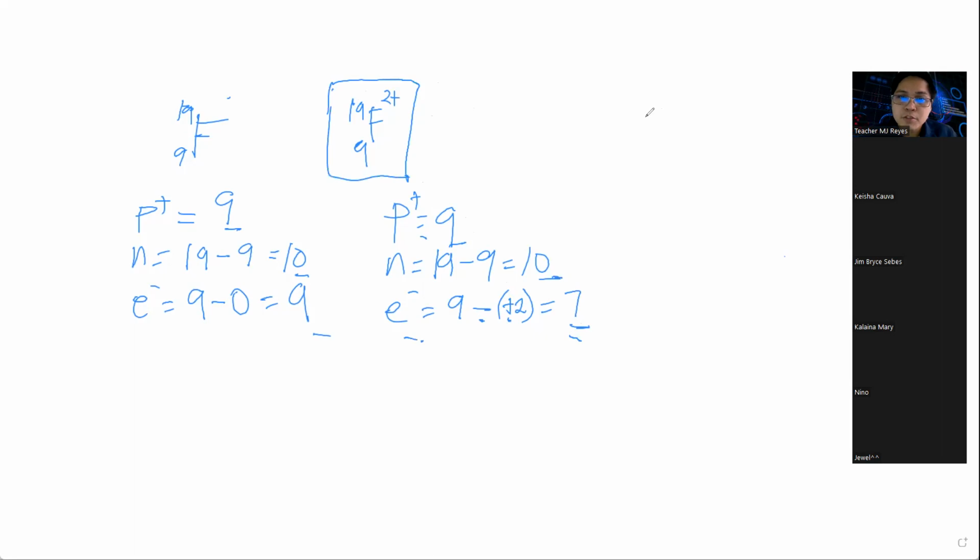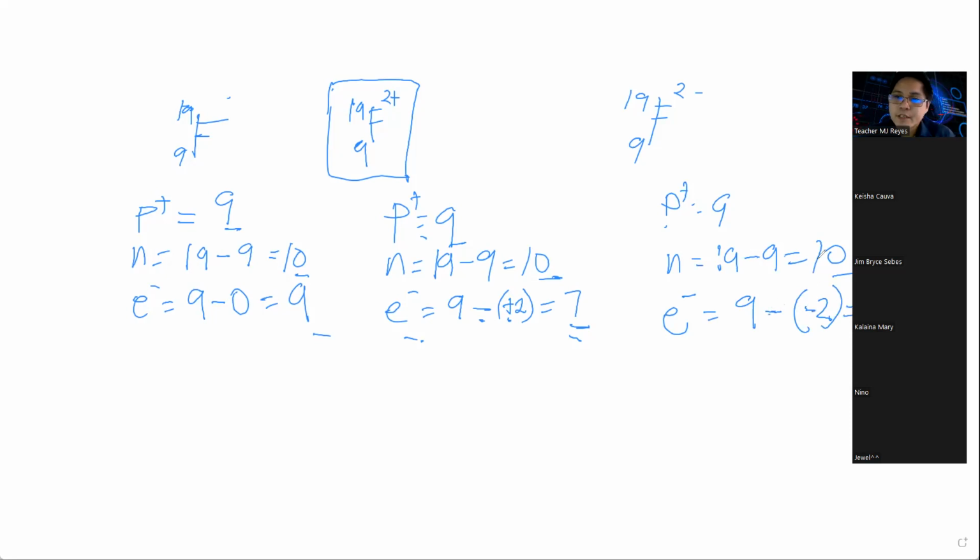How about if we change this into an ion? What will happen to our protons, neutrons, and electrons? P plus is equal to the same 9 because it is equal to the atomic number. Neutrons here, always atomic mass minus atomic number, 10. How about electrons? Electrons here is the atomic number minus the charge. Since this charge is negative, it will become addition, the sum of 9 and 2. We have 11. So in an ion, it has more electrons than protons because this is negatively charged.